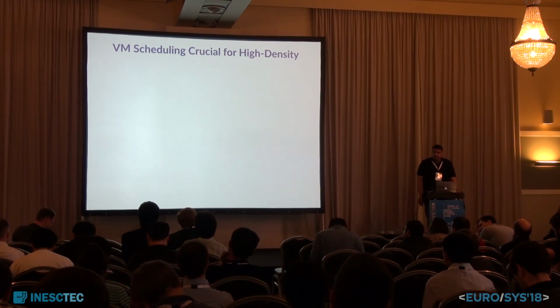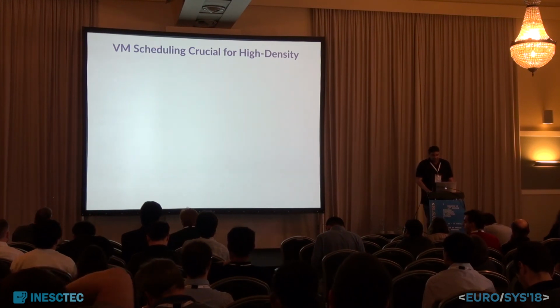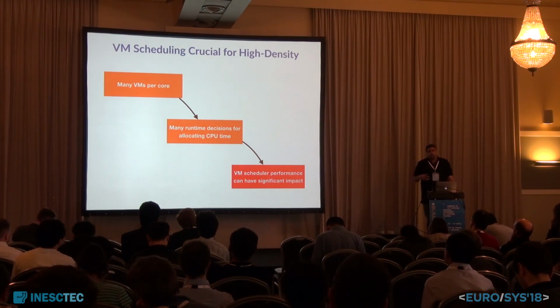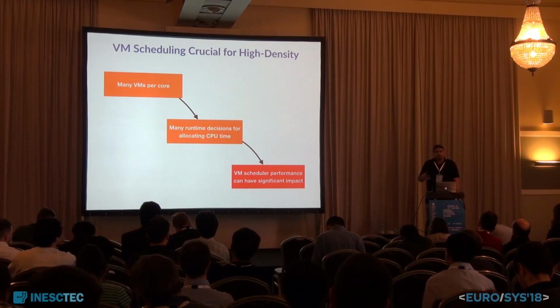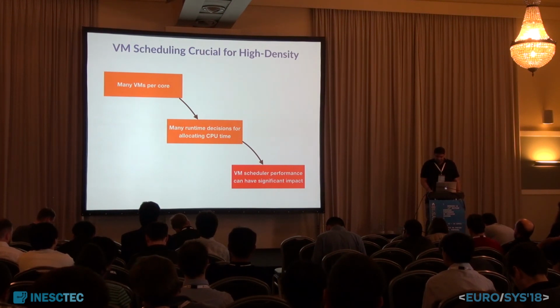The VM scheduler in a hypervisor is analogous to a process scheduler in an OS, except it deals with virtual CPUs instead of processes. And in a high-density setting where you have many VMs per core, you end up having many CPU allocation decisions made at runtime. And suddenly your VM scheduler performance can have a serious impact on application throughput and latency.